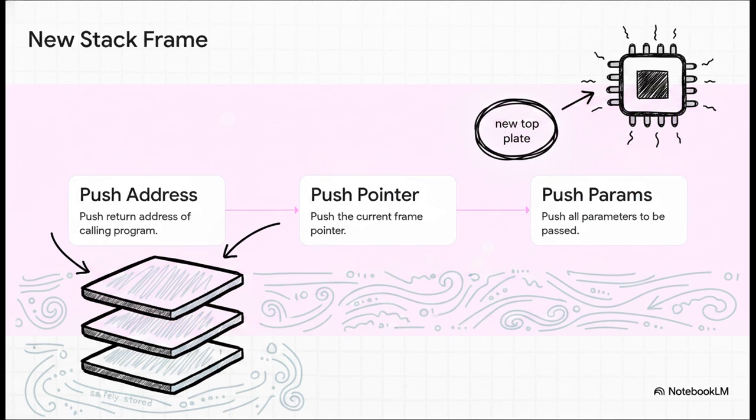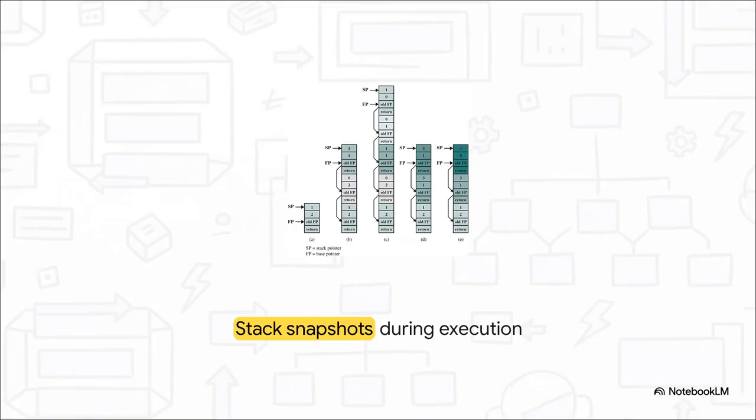Every single time that recursive program calls itself, the computer neatly stacks these three pieces of memory right on top of one another, kind of like a tall stack of plates at a buffet. It pushes the return address, pushes the frame pointer, and pushes the new parameters. Then it shifts its focus entirely to that new top plate, leaving all the older ones safely stored underneath. This means the control stack physically grows and shrinks dynamically in your computer's memory.